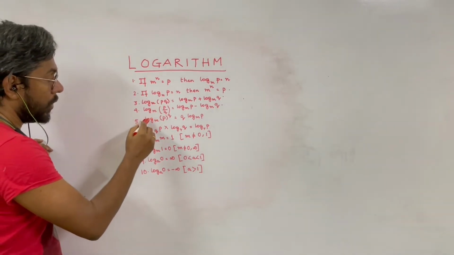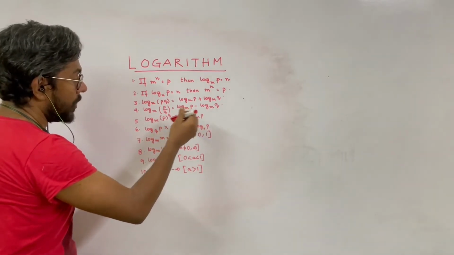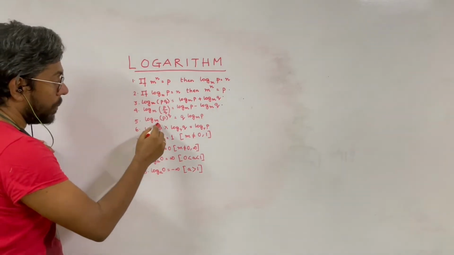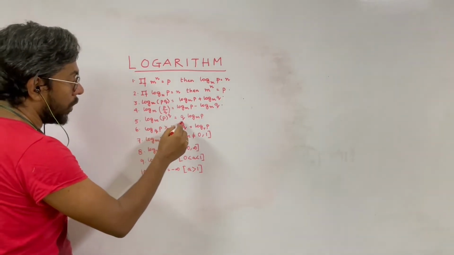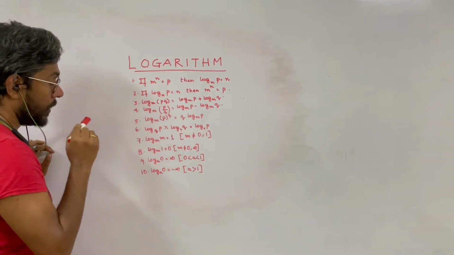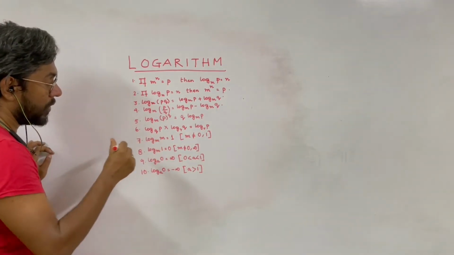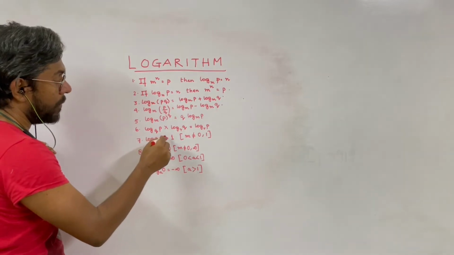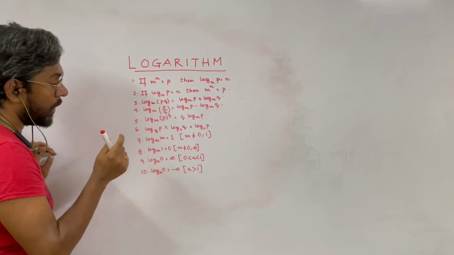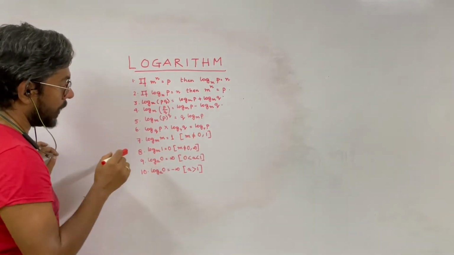Then the power rule, log p to the power q base m is equal to q comes in front, q log p base m. Then log p base q into log q base r can be written as log p base r. Then if you have the same number and the base, that is log m base m, then you get 1. This formula does not hold if m is equal to 0 and 1.